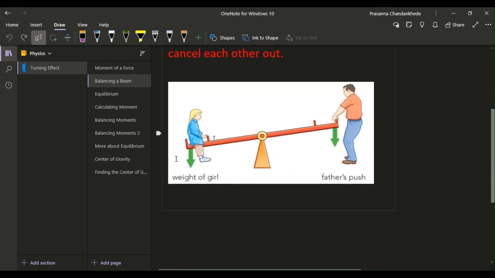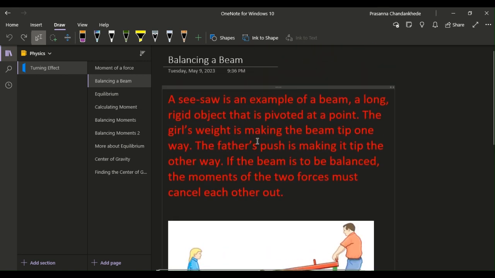So this is what they were saying. The weight of the girl, and this is the father's push. The moment of the girl should be equal to the moment of the father for the seesaw to be stable, so that the forces balance out.